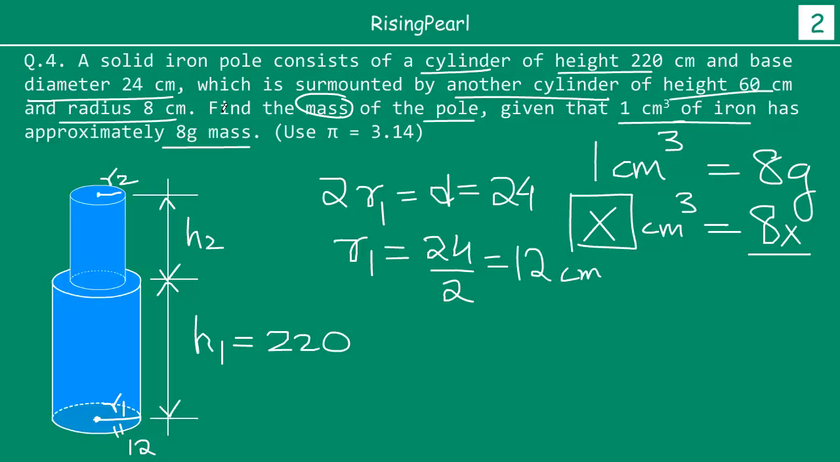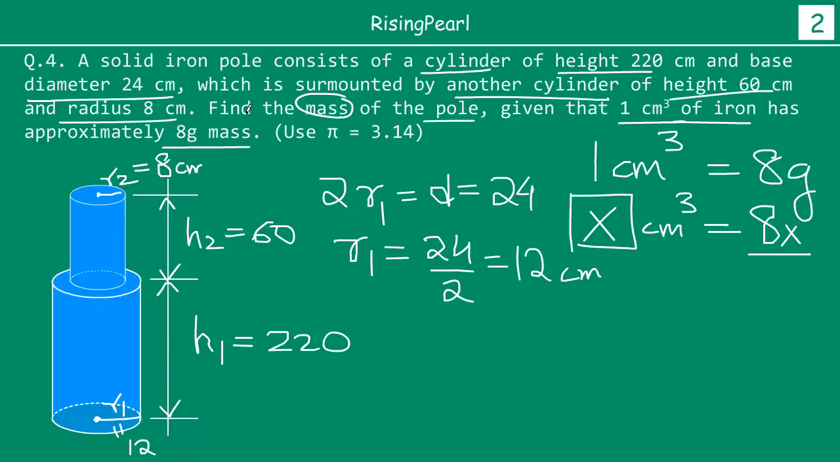and similarly, the top cylinder's height is given as 60 centimeter, and its radius is given as 8 centimeter. So we know, friends, that the only two measures we need for any right circular cylinder are the radius of the top and bottom circle of the cylinder and the height. So we need the R and the H, and it looks like for both of them it is given.